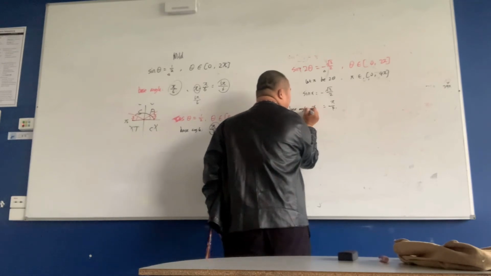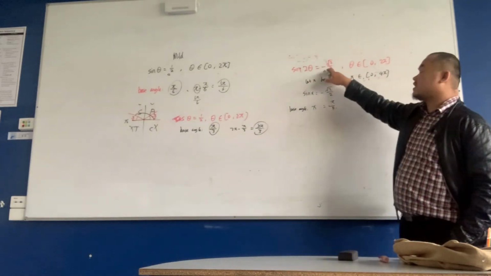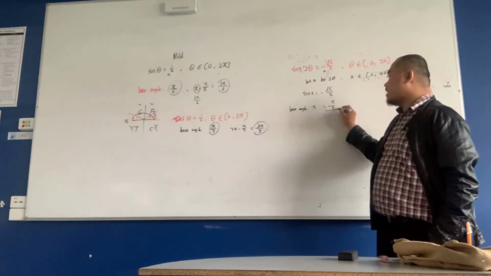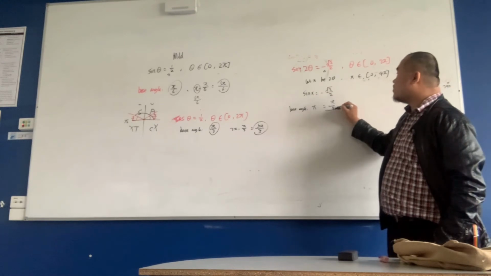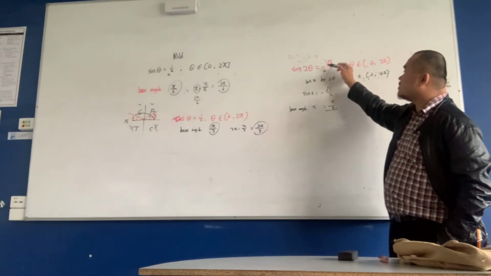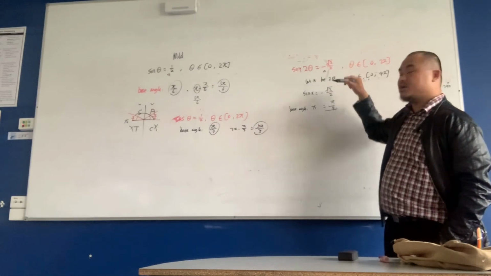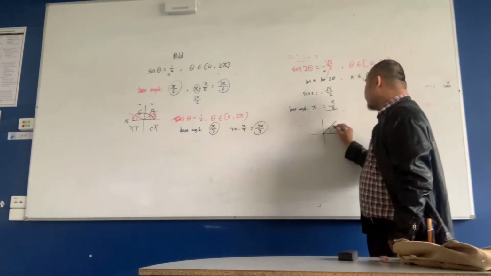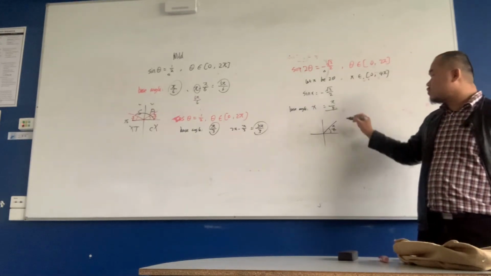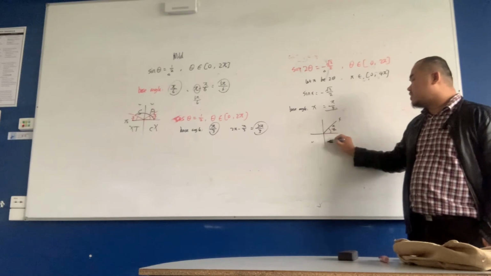However, the base angle doesn't mean it's the solution. It won't be the solution because this is negative. We just use the base angle to do the symmetry thing. So the base angle is pi over 4. Now let me ask you, which quadrant would this solution be in? 3 and 4, right? So this is the pi over 4, but this won't be the answer. The answer will be here and here.